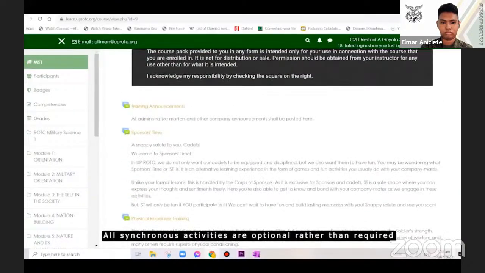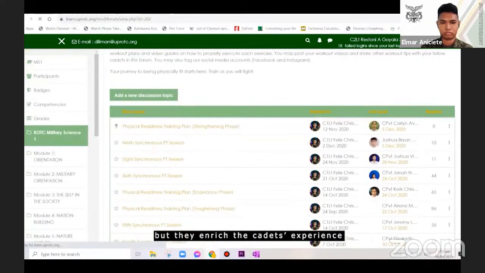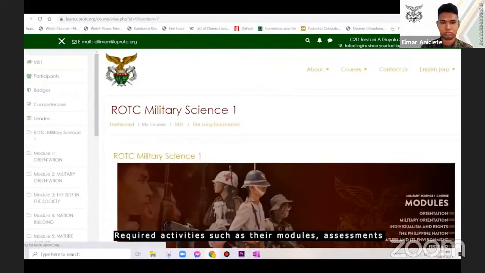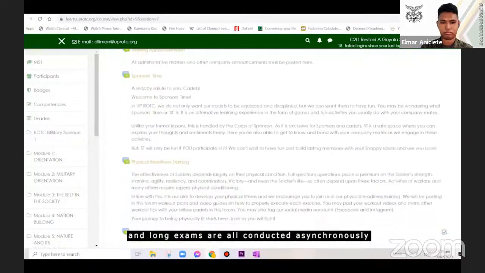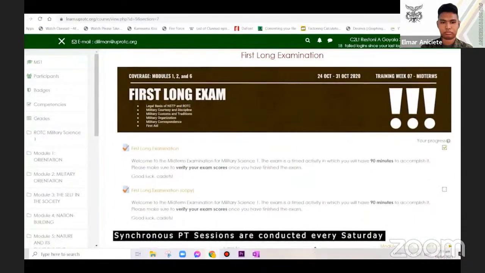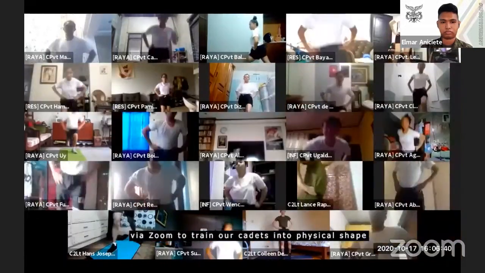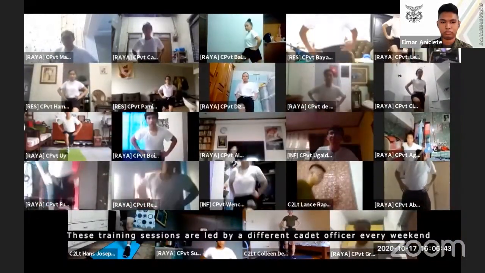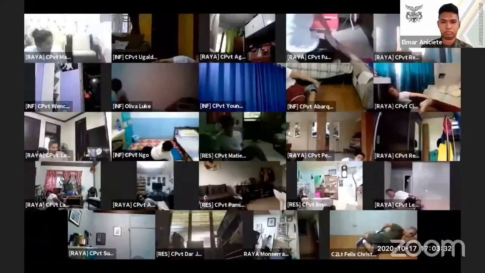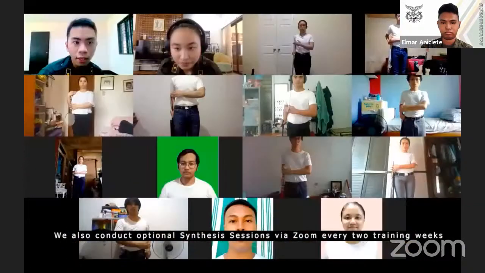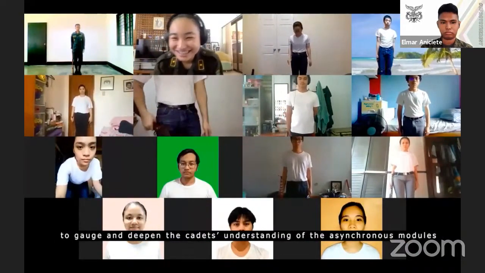All synchronous activities are optional rather than required, but they enrich the cadets' experience. Required activities such as their modules, assessments, and long exams are all conducted asynchronously. Synchronous PT sessions are conducted every Saturday via Zoom to train our cadets into physical shape. These training sessions are led by a different cadet officer every weekend. We also conduct optional synthesis sessions via Zoom every 2 training weeks to gauge and deepen the cadets' understanding of the asynchronous modules.